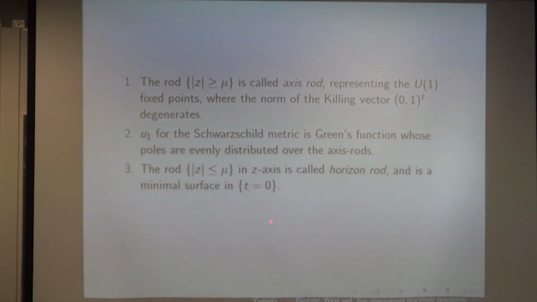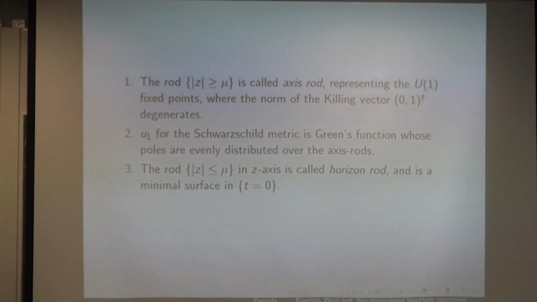Okay, so this is the recap. The rod is called the axis rod, representing the fixed point set of the U1, where the Killing vector goes to zero. U1 for the Schwarzschild metric is a Green's function whose poles are evenly distributed over the axis rod, and the other rod is called the horizon rod, which is a minimal surface.